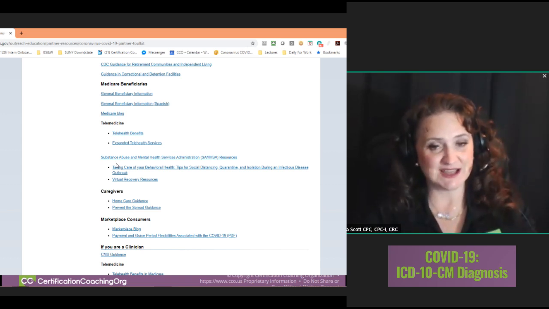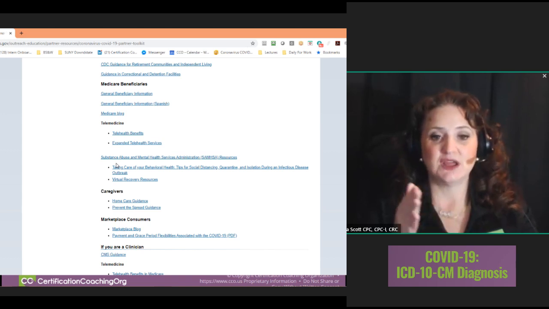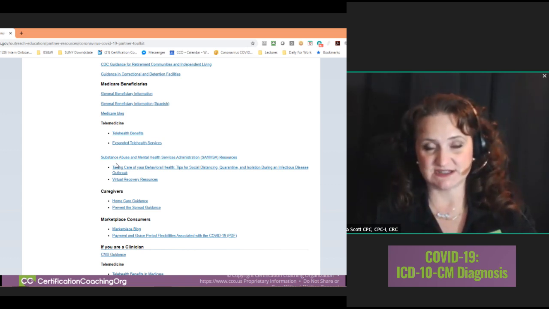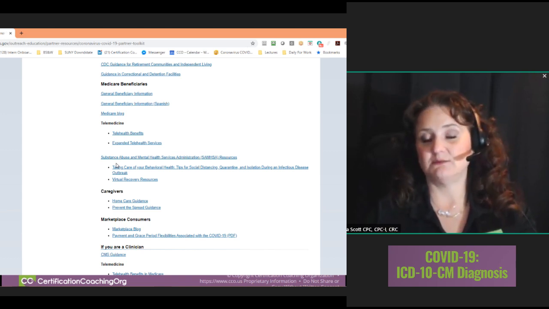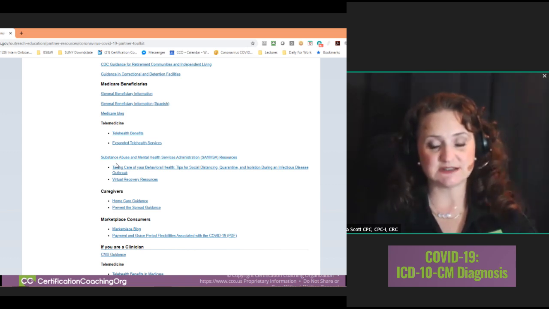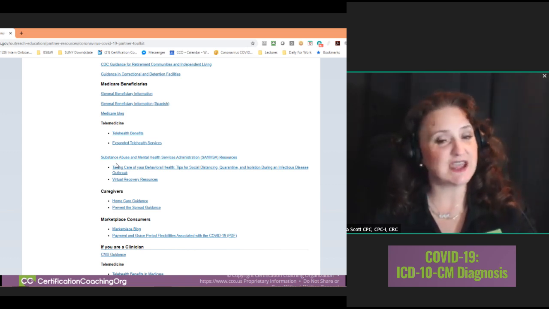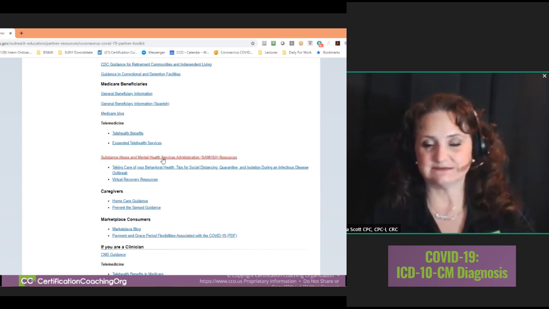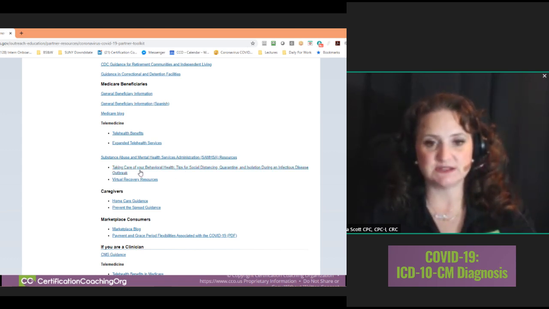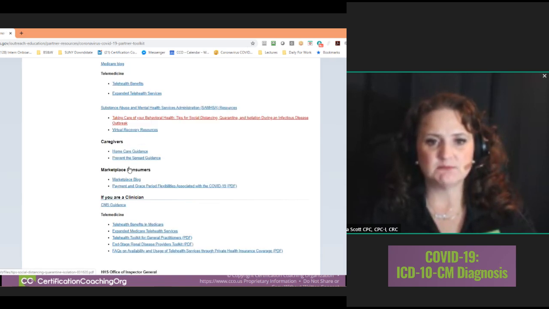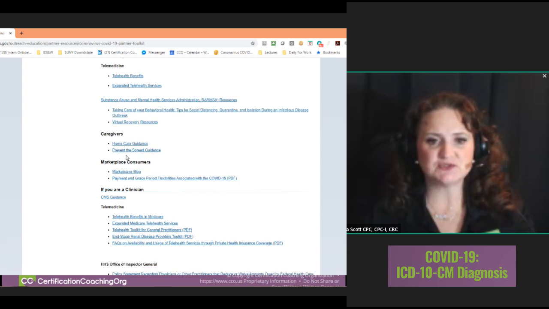Pre-COVID-19, what the rules and guidelines were, to the expanded telehealth services, because just because they're allowing it now does not mean they will allow it in 3 months. Telehealth is here to stay now. But again, it's going to change. So if you need to increase your knowledge base, that's a good place to do it. Let's see, caregivers, guidelines, marketplace consumers, and then it just goes on and on.